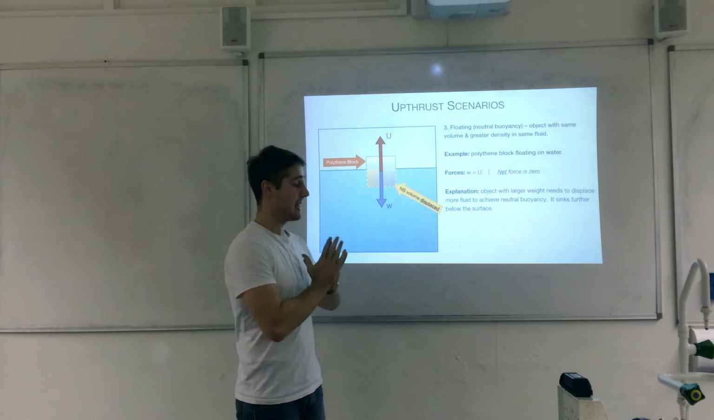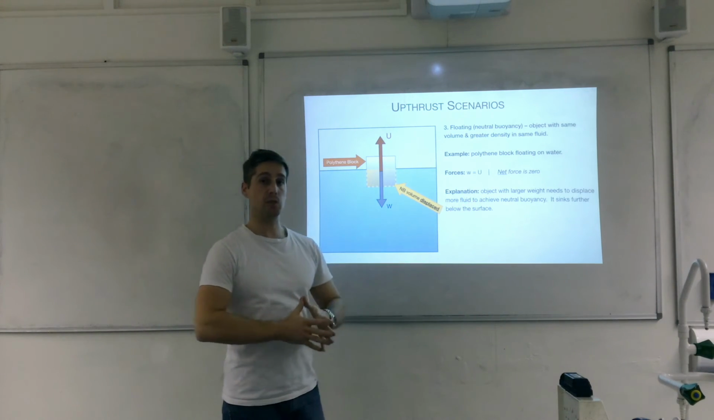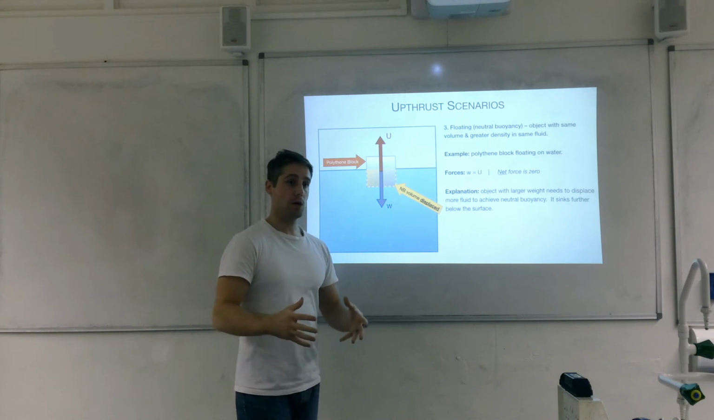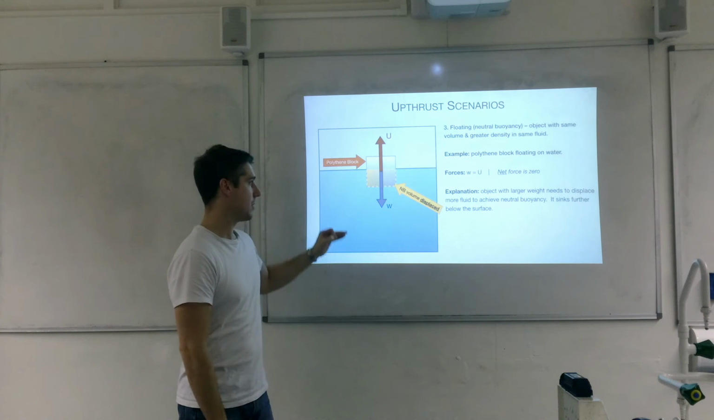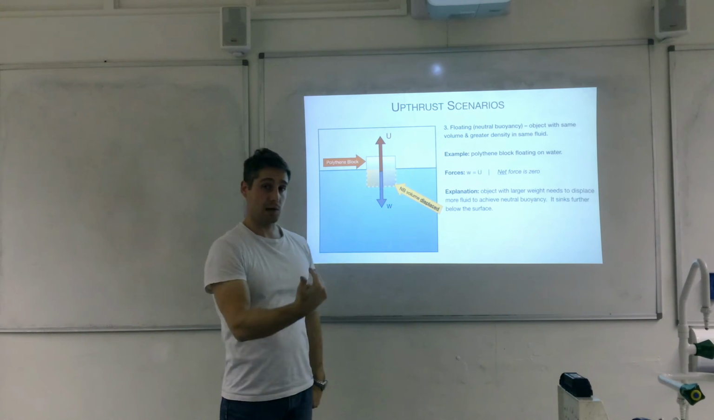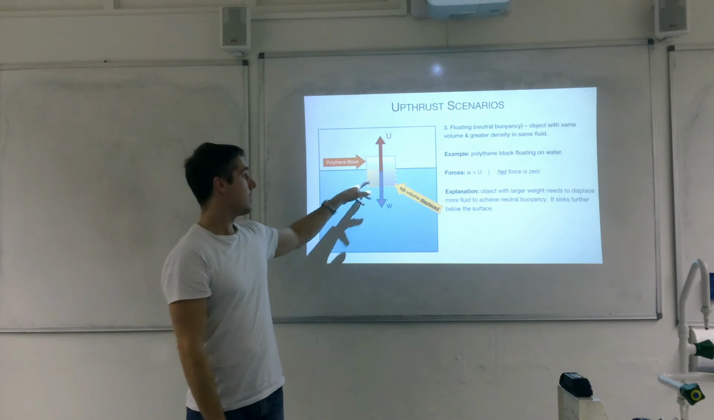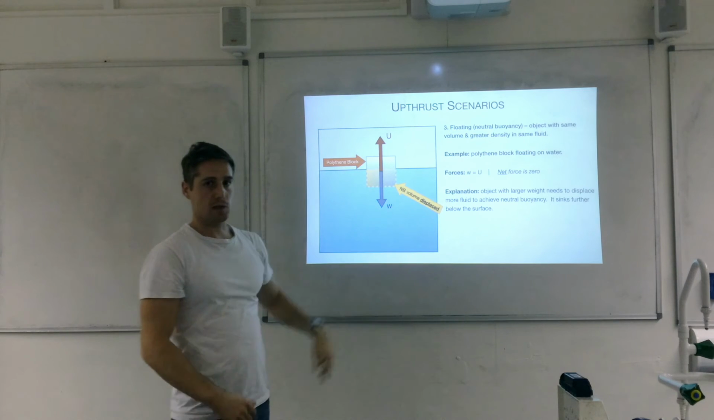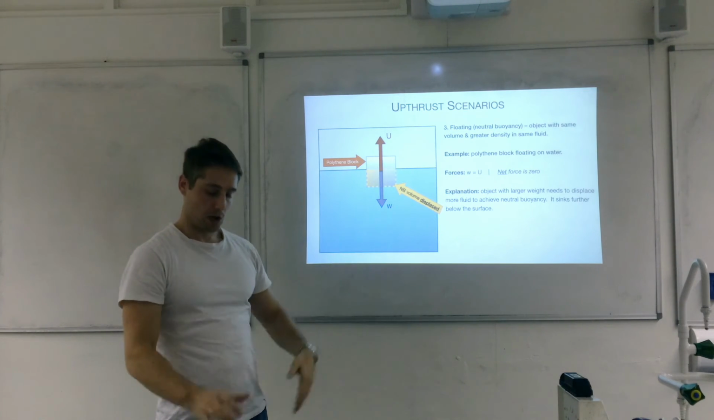So the explanation of this is that an object with larger weight needs to displace more water in order to have a larger upthrust, giving it 0 resultant force. So in order to do that, it needs to sink further into the water. So that's what I showed when I replaced the block with polythene. It sank further in, displaced more water, larger upthrust.